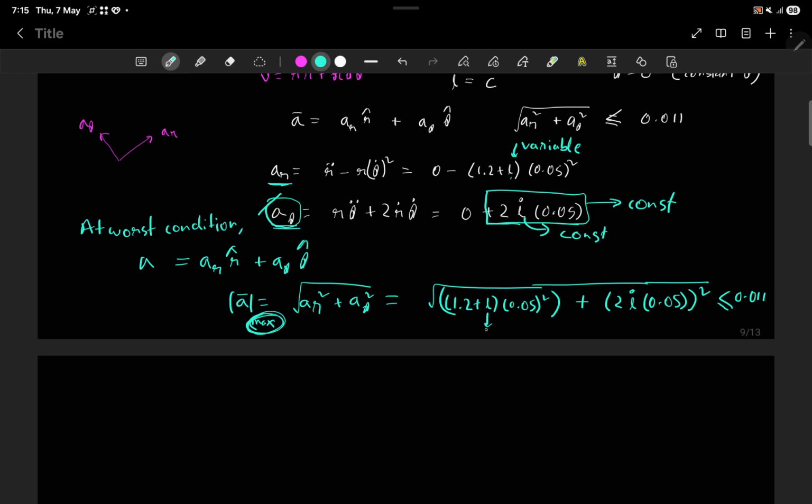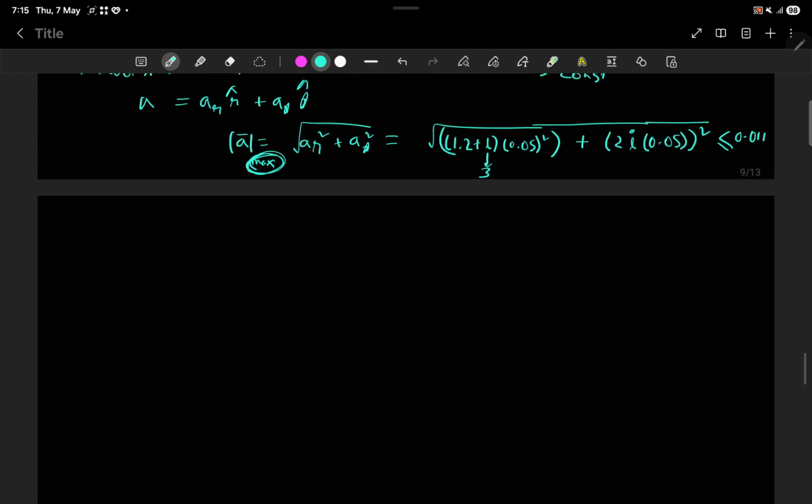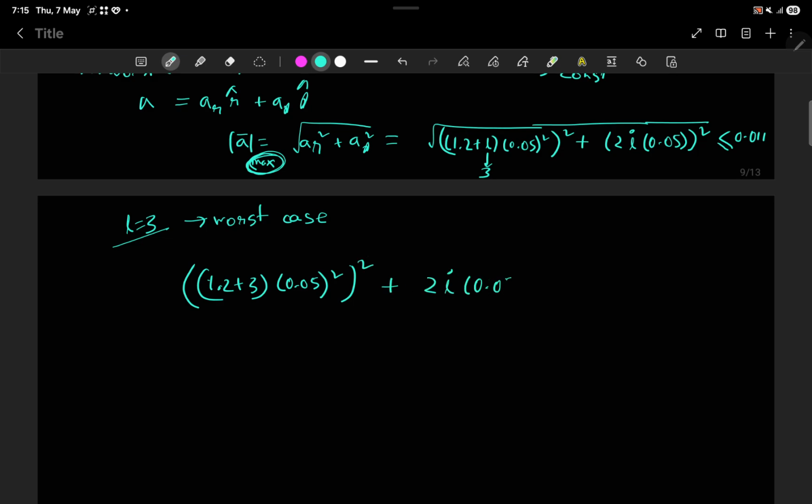So what is the maximum value of L? This is 3. So I will check at L equals to 3. This will give me the worst case scenario. So what I will get, 1.2 plus 3 into 0.05 square, and this one will be whole square, plus 2 L dot into 0.05 whole square, less than or equal to 0.011 whole square. So from here the value of L dot we will get, that will be my answer.